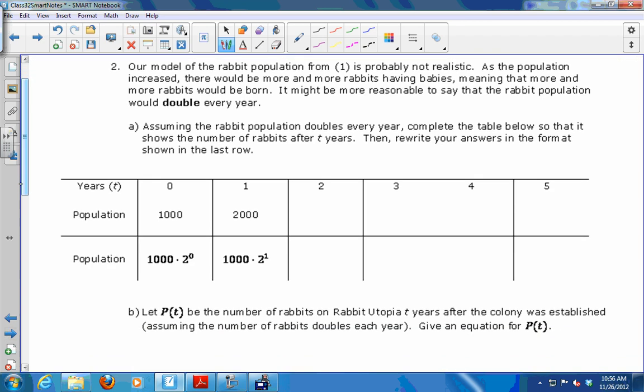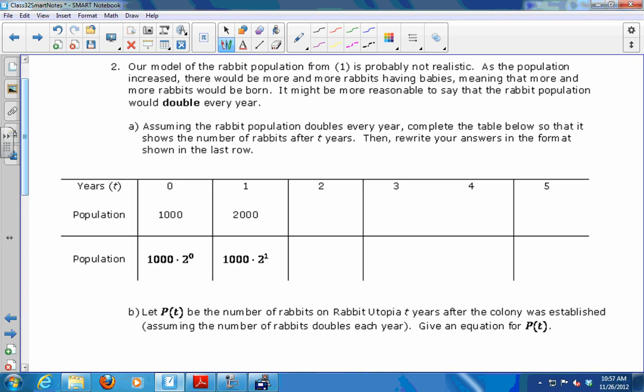So now we move on and we say, well, the rabbit population that we were just looking at is probably not realistic, because as the population gets bigger, there are going to be more and more rabbits having babies, so the population is going to grow faster and faster, right? So it might be more reasonable to say that the rabbit population will double every year. You know, if every rabbit couple has 2 babies every year, the rabbit population is just going to double and double and double, right? It keeps getting bigger and bigger and bigger. So assuming that it doubles every year, we're going to fill in this table, and then we're going to rewrite our answers in the third column.